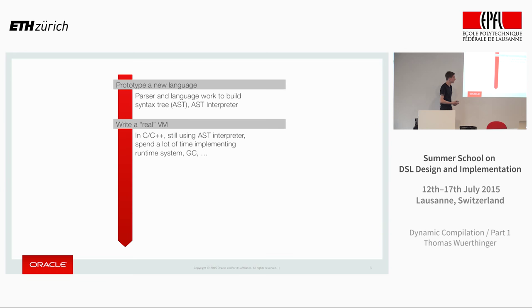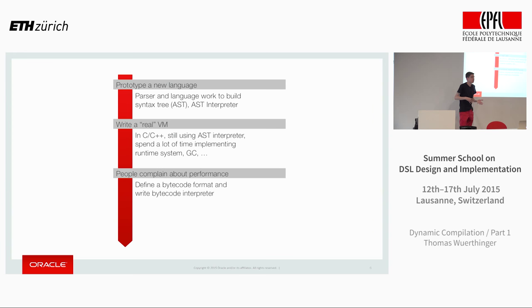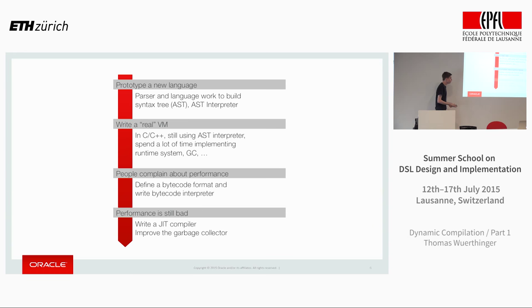That's the next step. But then people start to complain about performance. Let's say you get some users for your language. The first thing you usually do is define a bytecode format and create a bytecode interpreter, because bytecode interpreters are faster than AST interpreters in general. But then performance is still bad, and then you need to write a JIT compiler and improve the garbage collector. This is when it gets very engineering intensive.